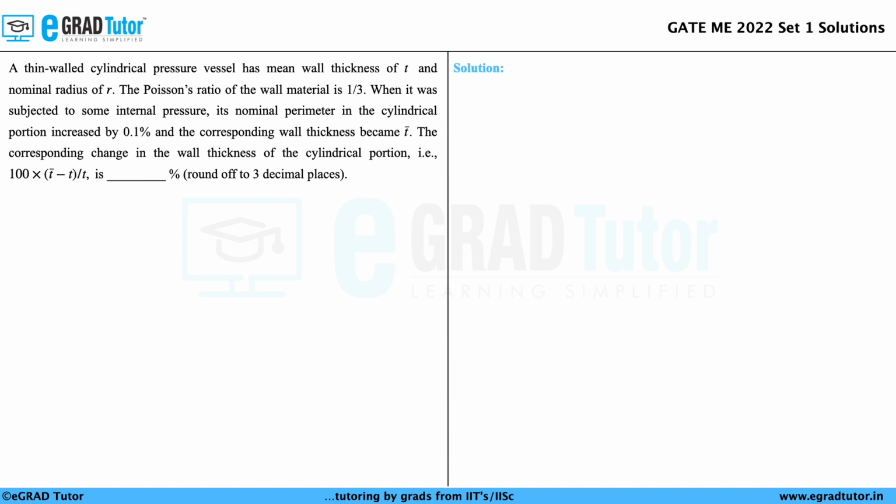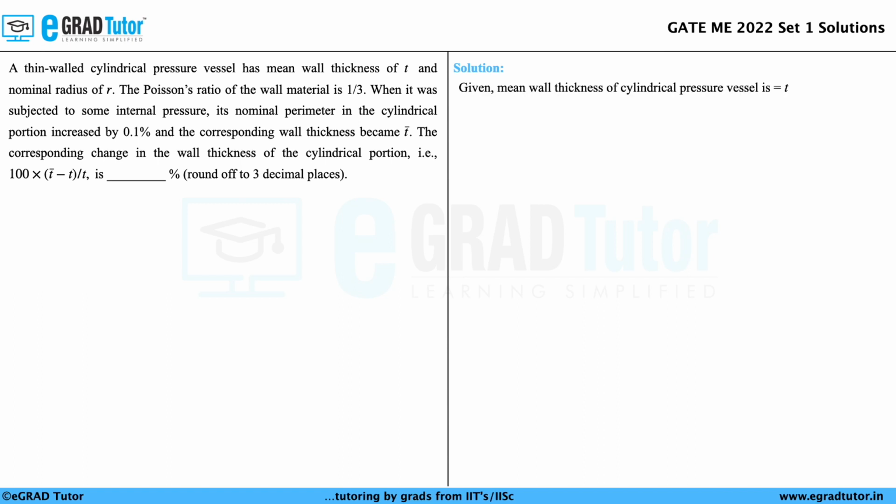The corresponding change in the wall thickness of the cylindrical portion, that is 100 into (T bar minus T) by T, is? So we will have to find out the change in wall thickness as a percentage, and we have to round off the solution to 3 decimal places. Let's look at the solution.